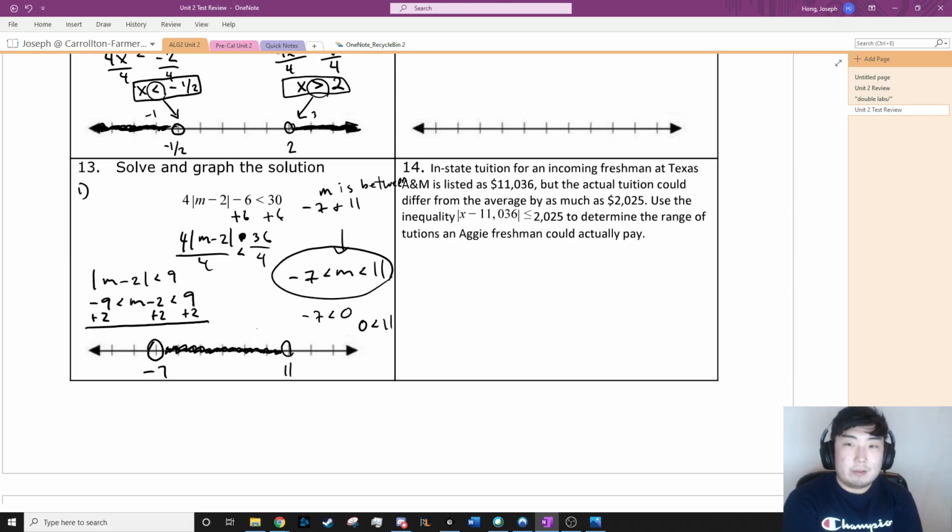Number 14. In-state tuition for an incoming freshman at Texas A&M is listed as $11,036, but the actual tuition could differ from the average by as much as $2,025. Use the inequality, absolute value of x minus $11,036 is less than or equal to $2,025, to determine the range of the tuition an Aggie freshman could actually pay.